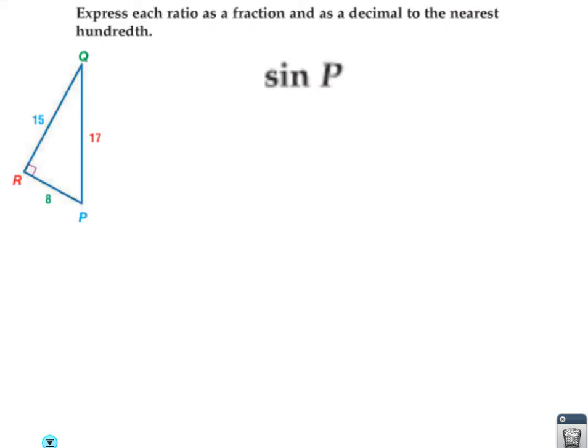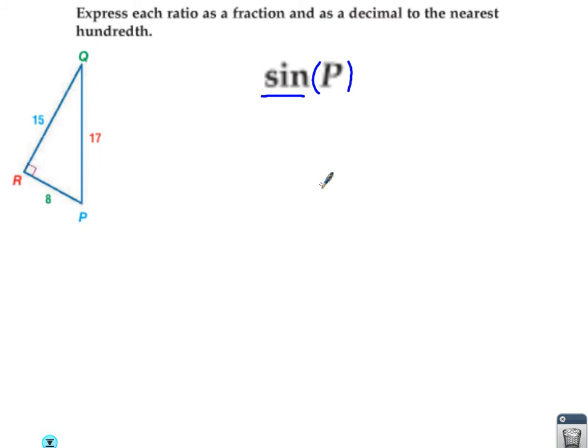Okay, here we go. Now let's discuss how to find these things. Again, this is not pronounced "sin." This is the sine of P. Anytime you're dealing with trig ratios, first off, they're going to tell you sine, cosine, or tangent. Which one am I looking for? And then they're going to give you of what angle.